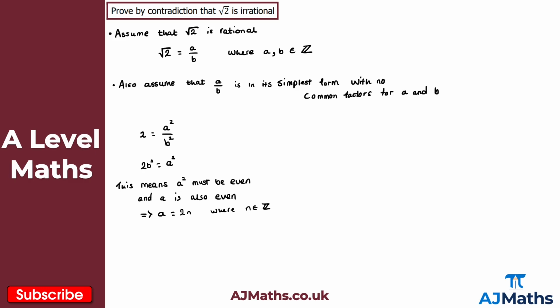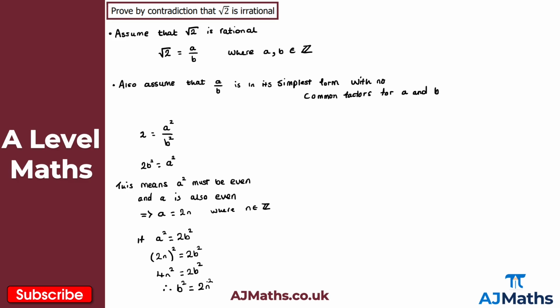So if that's the case, going back to this line here, if a squared equals 2b squared, and we know that a equals 2n, what I've got here is 2n all squared equals 2b squared. Okay, 2n times 2n is 4n squared. So I've got 4n squared equals 2b squared. Now if I simplify this, dividing both sides by 2, what we get is 2n squared equals b squared. So therefore, b squared equals 2n squared.